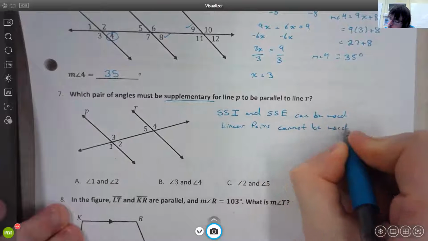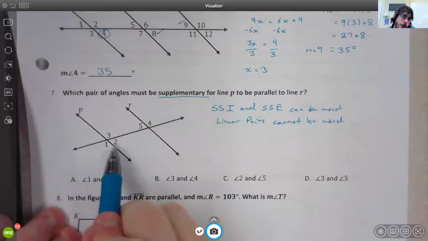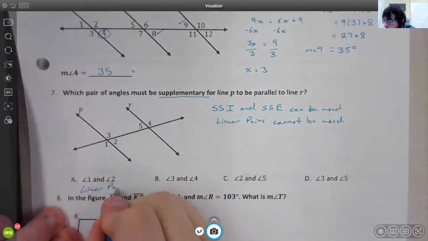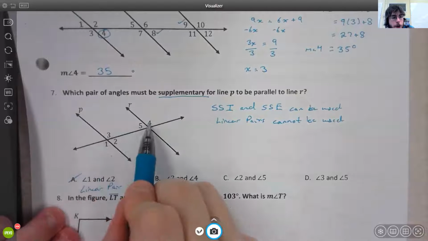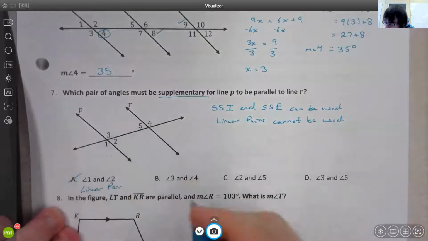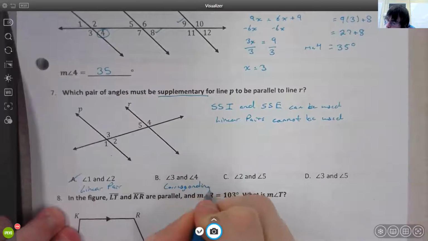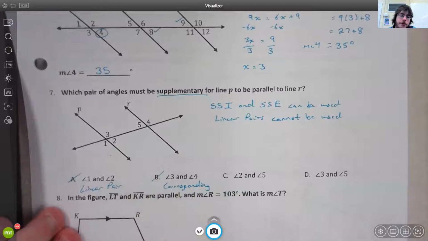Okay, so let's look through our answer choices. Angle 1 and angle 2. Well, angle 1 and angle 2, they are supplementary, but do you notice they're a linear pair? So since they're a linear pair, we cannot use them. Angle 3 and angle 4, they're on the same side, but one's in the interior and one's in the exterior. So that means they're corresponding. They would be congruent if the lines are parallel. So we can't use that.